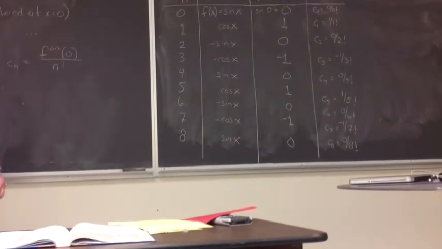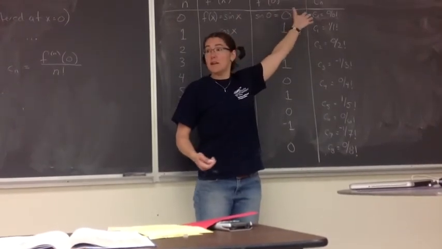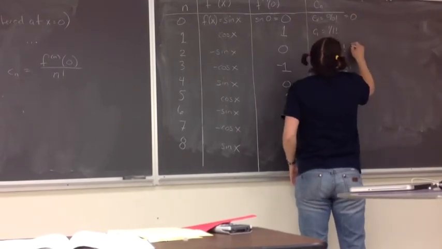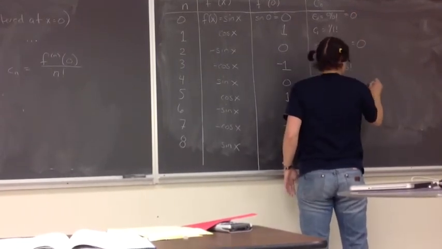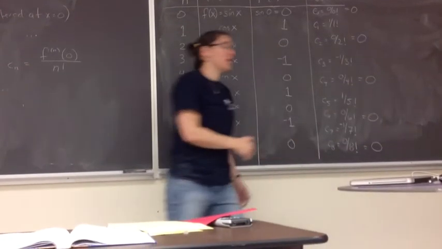Okay, so we've got all of these values. Now every single one where we have a 0 in the numerator, 0 divided by any non-zero number is 0. And so our C0 is 0. And so all of our even coefficients are going to have a value of 0.